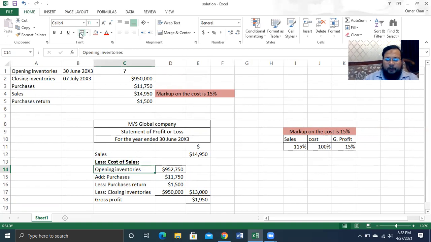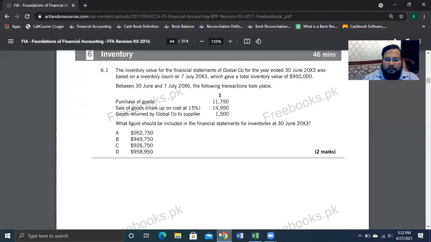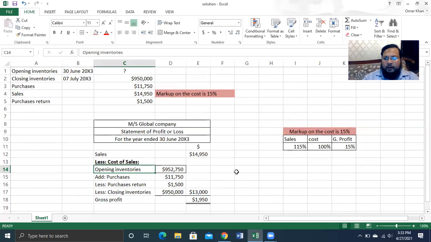So, extremely important question, 952,750. So the right answer is A. Extremely important. Now you can repeat it again and again and just have a look at how we calculated this opening inventory. This question is extremely important from the examination point of view.